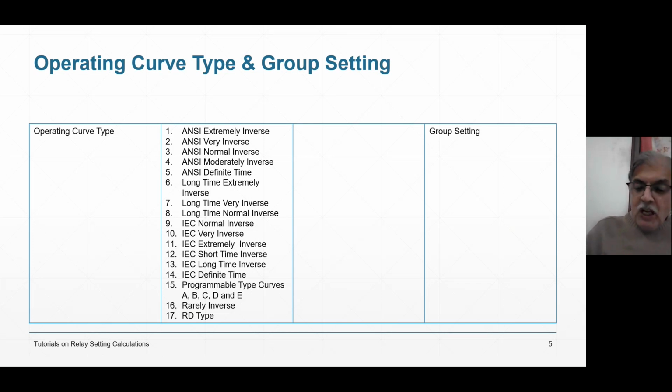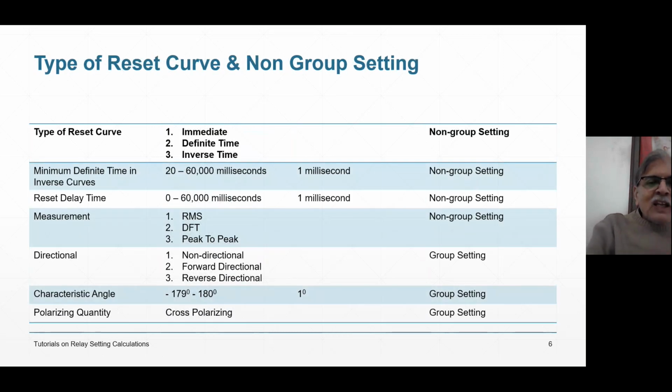Try to understand, it is in a group setting. So going further, minimum definite time. You see IDMT, minimum time. That minimum time was 2.3 seconds constant in the electromagnetic and static world. That was not adjustable. Here that minimum definite time is adjustable from 20 to 60,000 milliseconds, right? And the step is 1 millisecond. But this is a non-group setting.